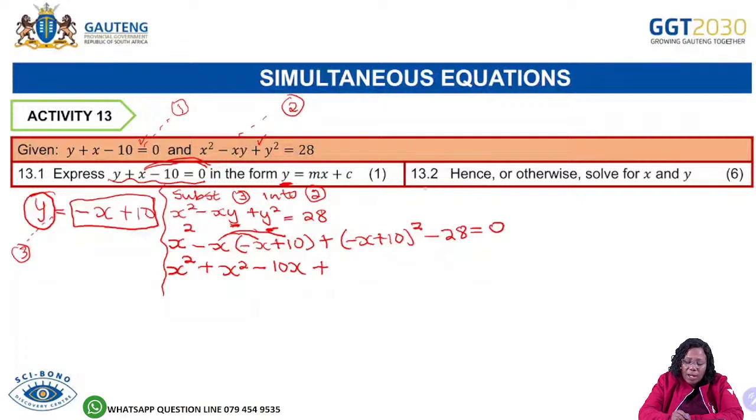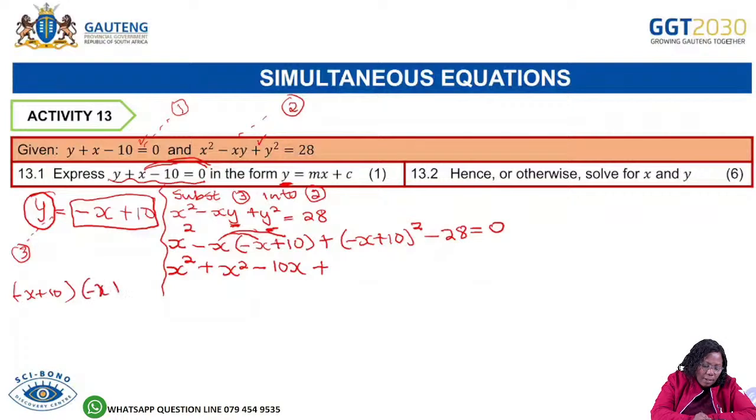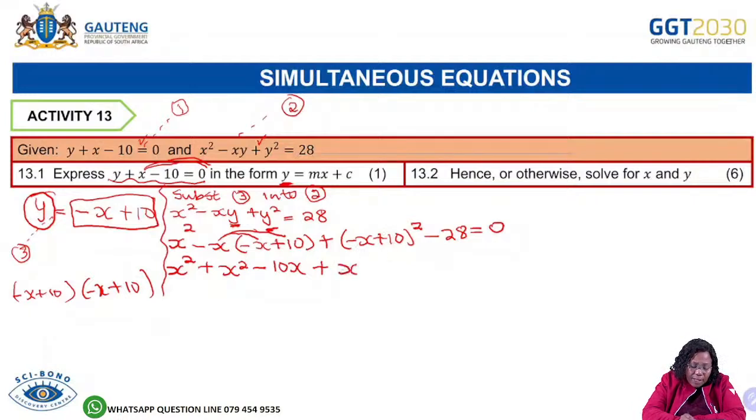Remember here we are actually multiplying two brackets of minus x plus 10. It's minus x plus 10 into another bracket of minus x plus 10. So you multiply them out and write your answer here. And then there's a short method of doing that. You can square the first term. Minus x times minus x is positive x squared.